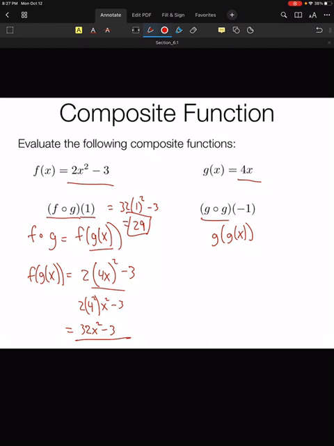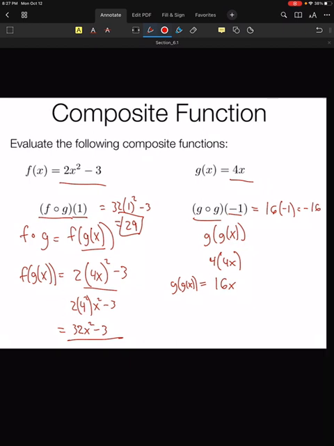I know that's probably a little confusing to say. But I start with my original function, which is 4 times something, and that something we replace with the entirety of g, which is 4x. When you multiply it out, that's 16x. If you evaluate 16x at -1, which is what we want, I get 16 times -1, or -16.